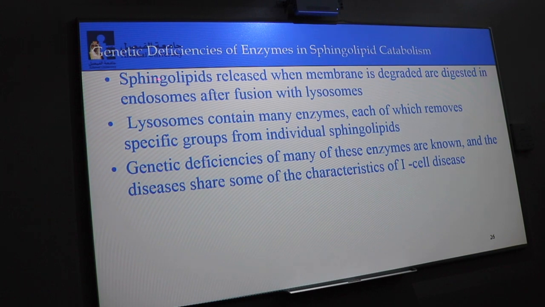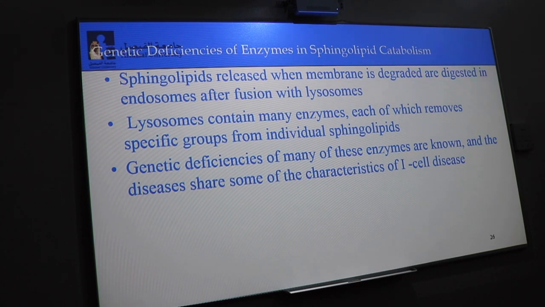So we know that the sphingolipids normally are released when the membrane is degraded, and they should be digested in the endosome after fusion in the lysosome. They are digested by lysosomal enzymes. So these enzymes in the lysosome will degrade the sphingolipid. Now we may have deficiency in these enzymes that degrade the sphingolipid, and that's why we will have a disease called sphingolipidosis.